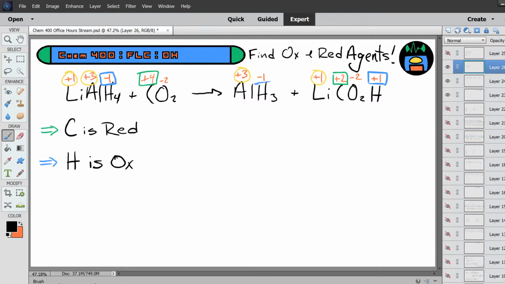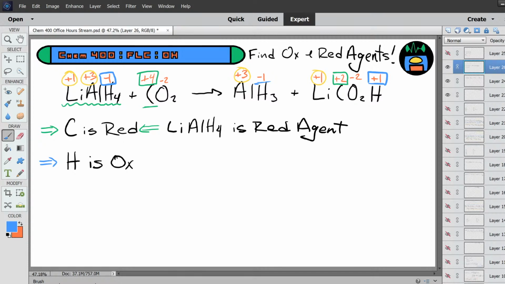All right. So we figured out what element is reduced, what element is oxidized. But when you look at carbon, what compound, what molecule reacts with carbon causing the reduction? And the answer to that is lithium aluminum hydride, LiAlH4. It reacts with carbon, causing the reduction. So lithium aluminum hydride is the reducing agent.